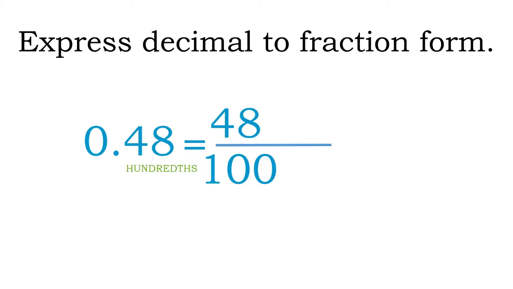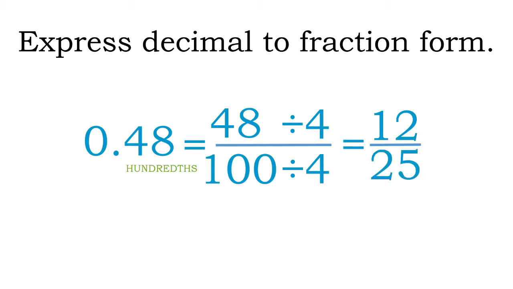To change it to simplest form, look for the greatest common factor of 48 and 100. The greatest common factor of 48 and 100 is 4. So divide both numerator and denominator by 4. 48 divided by 4 is 12, and 100 divided by 4 is 25. This means that the equivalent fraction of 0.48 is 12 over 25.